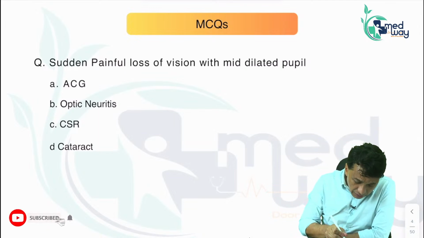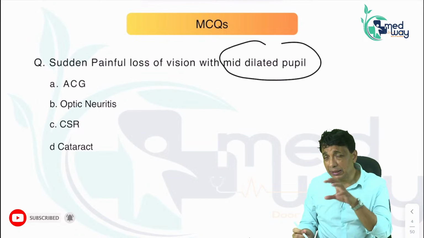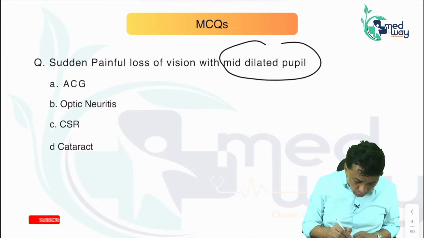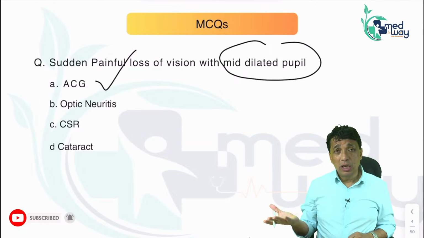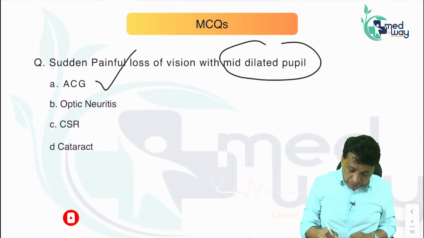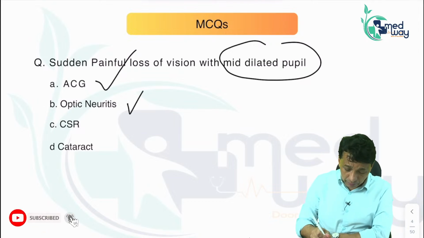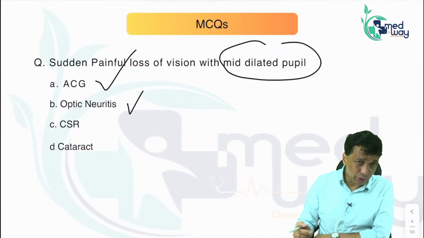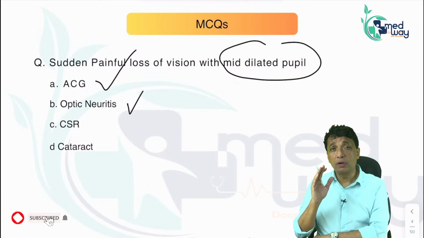But when you have a sudden painful loss of vision with a mid-dilated pupil, as I understand the question was either a photograph or an image, then the answer is only acute angle closure glaucoma. Sudden painful loss of vision with a mid-dilated pupil. Mid-dilated pupil, of course, is the giveaway clue. Optic neuritis, yes, is also painful and sudden, but it doesn't have anything to do with the pupil being mid-dilated. CSR is not painful at all. Cataract is not sudden, nor is it painful. So this answer is quite clear, and most of you have got this right.